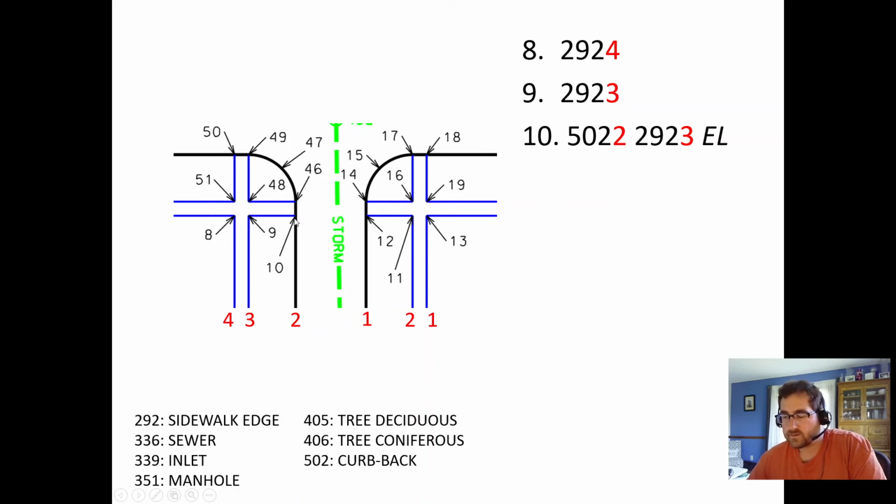But it's also ending my sidewalk line. So I'm going to say it's a sidewalk, 292. It corresponds with number 3, and it's ending that. So I'm going to modify this with the EL behind it. As I jump across the street, I'm going to say that this line here corresponds with 292 sidewalk, and that line goes along with line number 2.